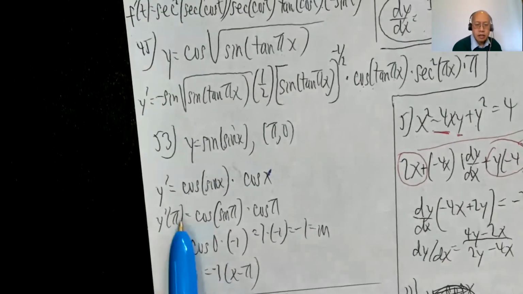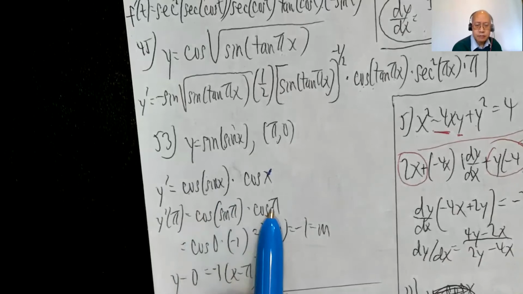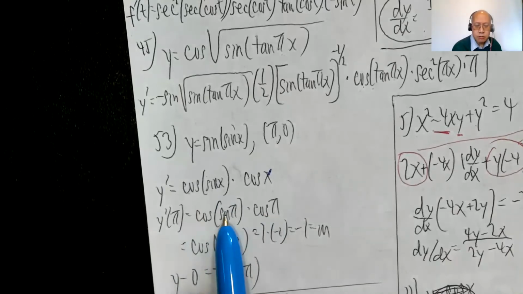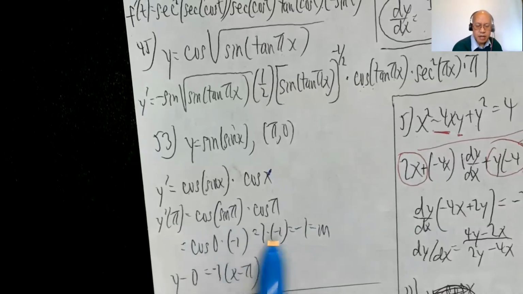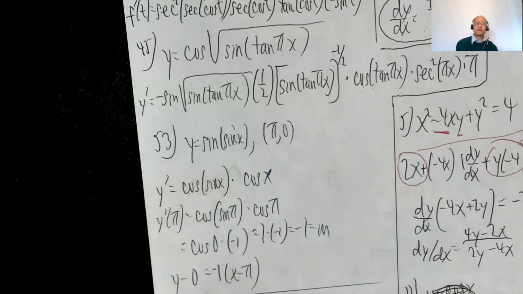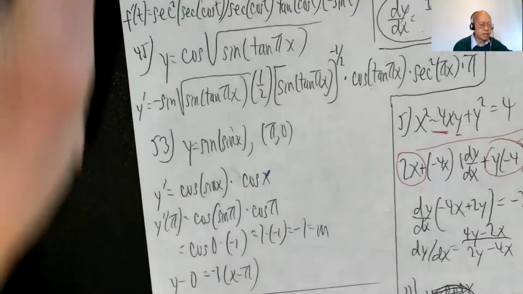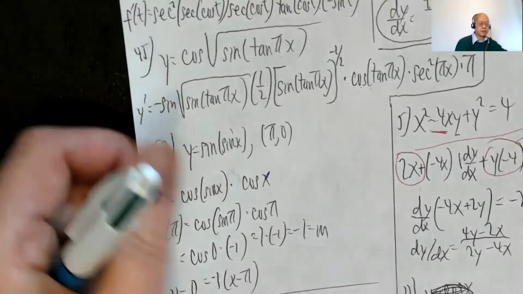Now I plug in pi. So put a pi here: cosine of the sine of pi times the cosine of pi. Sine of pi is 0. So I'm taking cosine of 0 times cosine of pi, which is -1. Cosine of 0 is 1. 1 times -1 is -1. So the slope is -1, the point is (pi, 0). Point-slope form: y minus y1 equals m times x minus x1. y minus 0 equals -1 times x minus pi. Okay. That one.